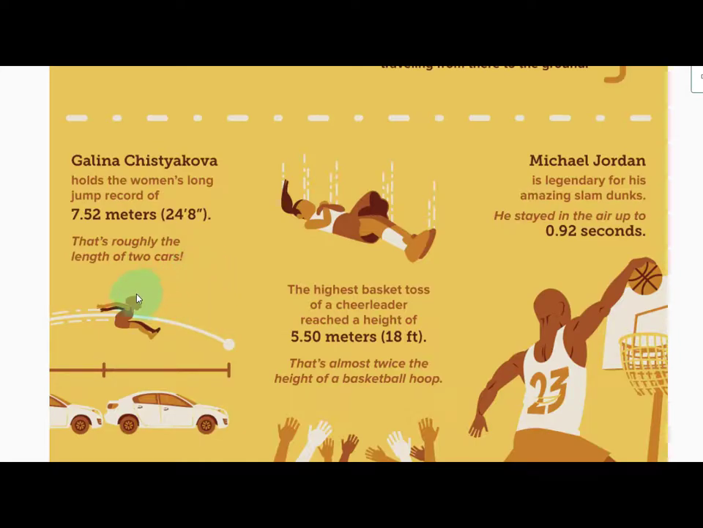That is amazing. The highest basket toss of a cheerleader reached a height of 5.50 meters, or 18 feet, is what you need to put in there. 18 feet, which is pretty crazy. That's almost twice the height of a basketball hoop. And of course, the GOAT, Michael Jordan, is legendary for his amazing slam dunks. He stayed in the air up to 0.92 seconds. That's why they call him Air Jordan.